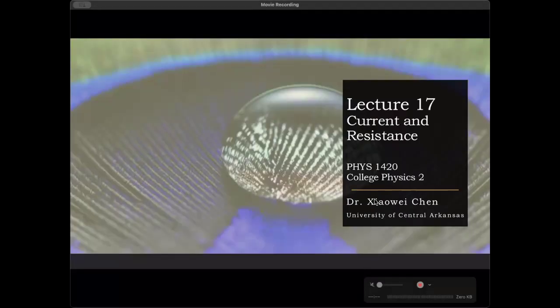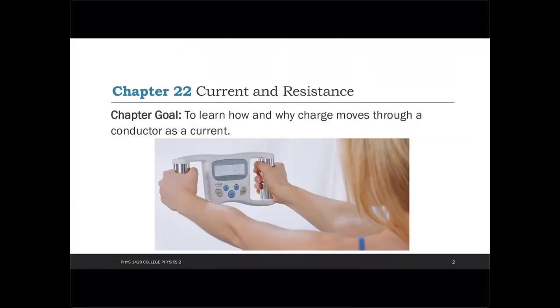Okay, let's share my screen. Today we will talk about current and resistance. For chapter 22, what's the chapter's goal? We mainly focus on learning how and why charge moves through a conductor as a current. We will try to understand how and why charge moves through a conductor as a current.